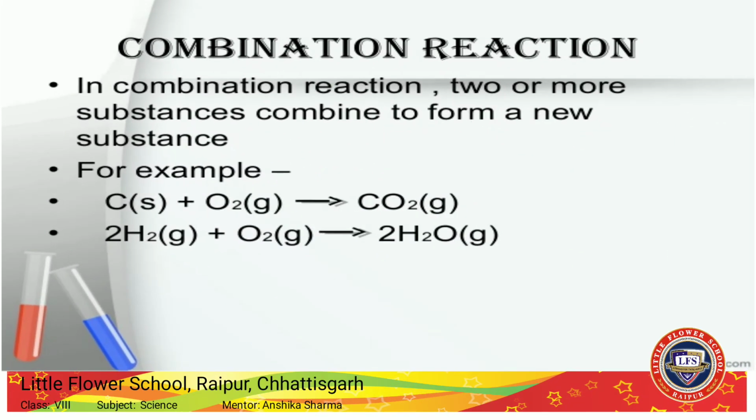First, combination reaction. In a combination reaction, two or more substances combine to form a new substance. For example, C(s) + O2(g) gives CO2(g). Second, 2H2(g) + O2(g) gives 2H2O(g).